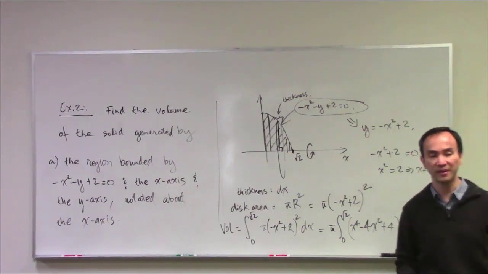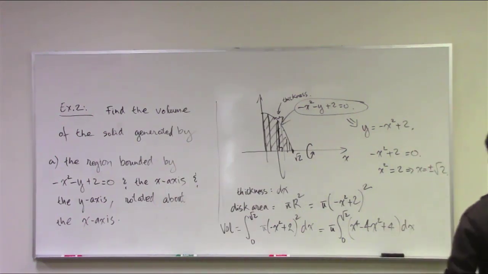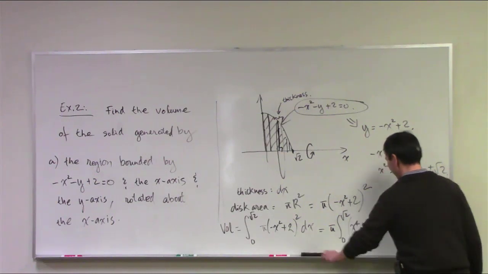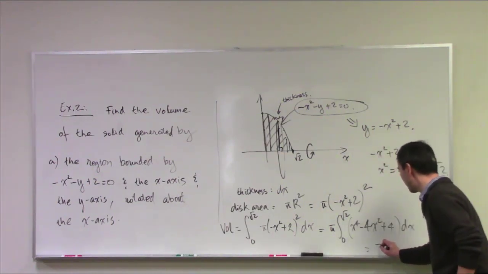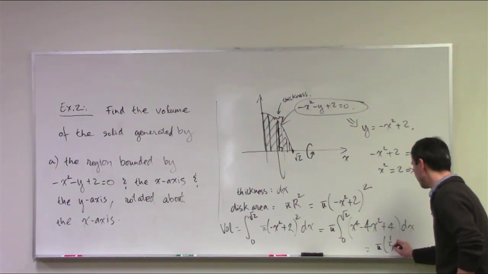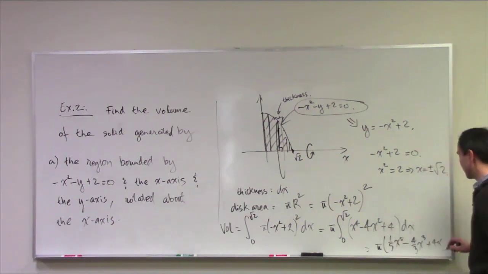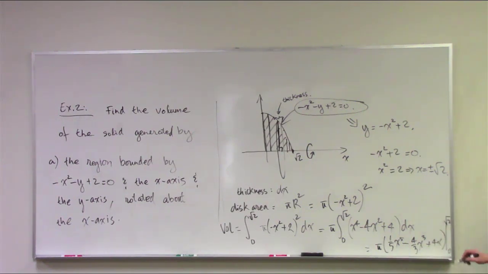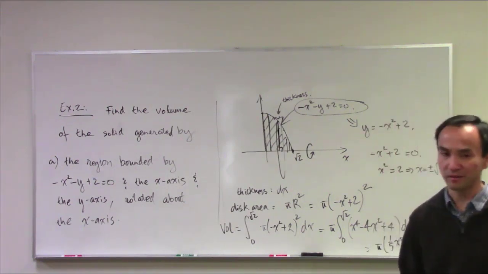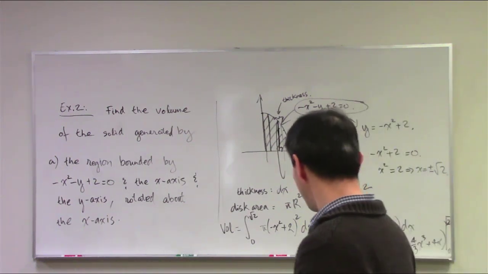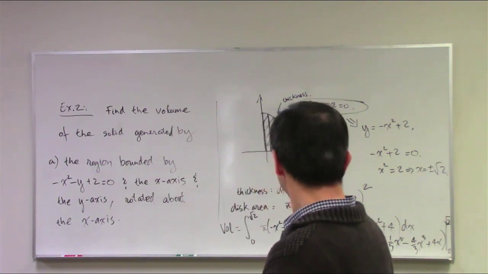We're going to start doing some calculus. That equals pi times 1/5 x to the 5th minus 4/3 x cubed plus 4x, going from 0 to square root of 2. Right? And then you can go ahead and finish that calculation. We leave that in the exact expression involving roots and all that.